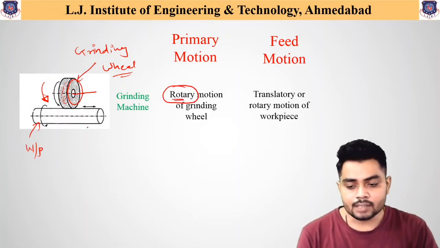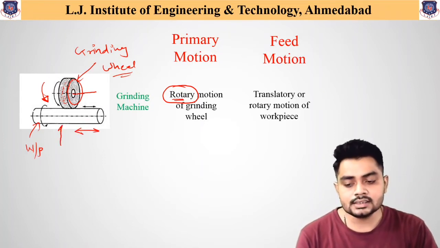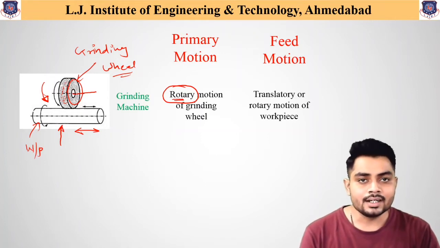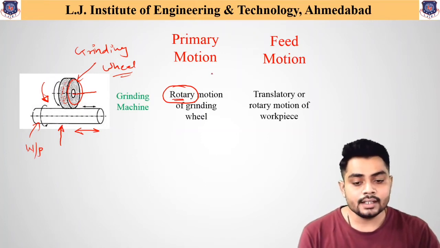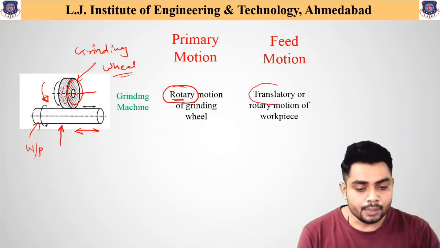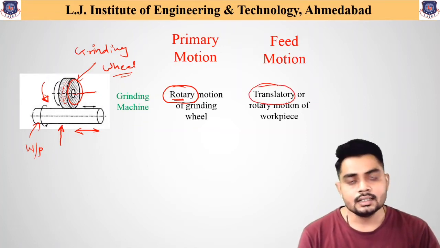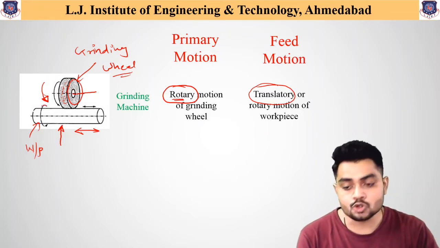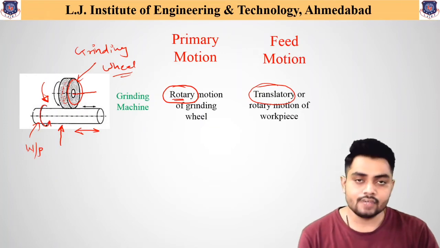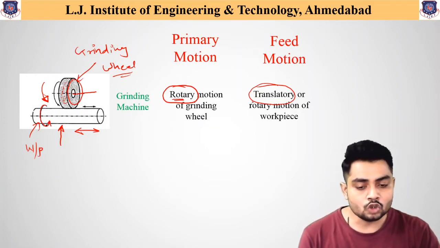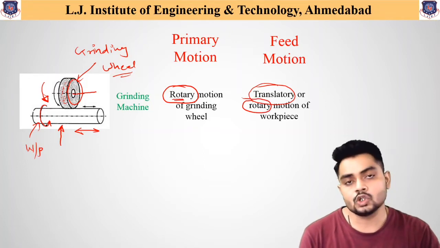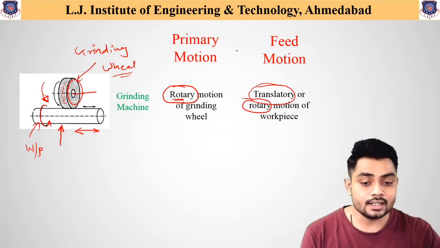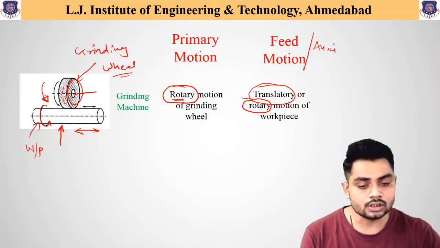And again, the workpiece can be moved in the longitudinal direction or it can be moved towards the grinding wheel, depending on the requirement. That means the translatory movement of this particular workpiece is the auxiliary motion. But in many cases, there are also chances that this workpiece is also rotating. Based on requirement, if it is also rotating, then the rotary motion of the workpiece may also be an auxiliary motion. Again, I am saying that the feed motion is also known as the auxiliary motion.